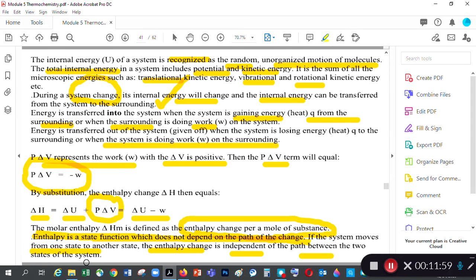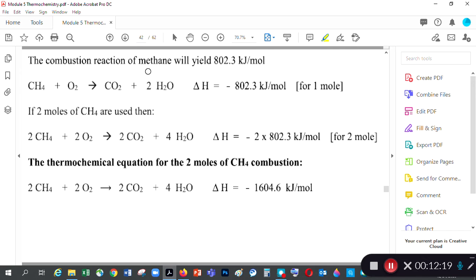Correct? At the end of the day, when you look at Hess's law later at the end of this module, regardless of whatever steps the reaction goes through, you will have to add up all those energies in each step. So it does not really depend on one step or two or three. The combustion reaction of methane yields this amount of energy, correct? Or heat. This is a combustion reaction, this amount for one mole, per mole.